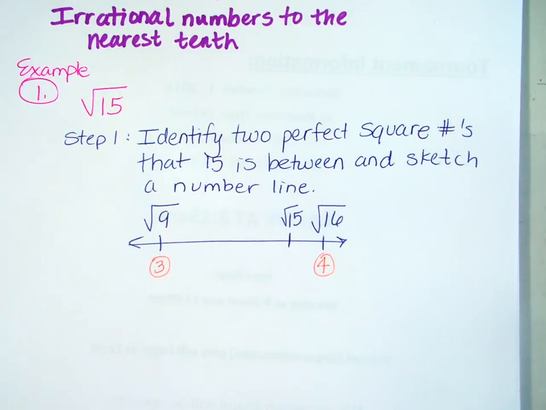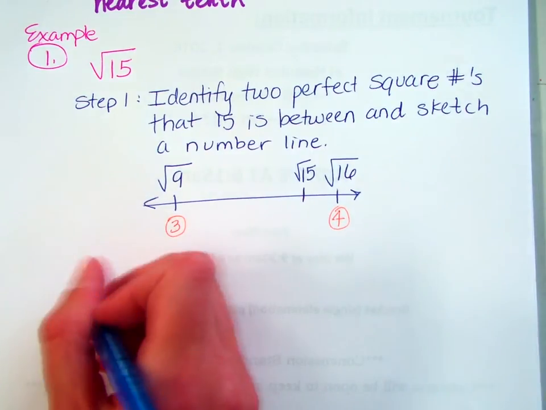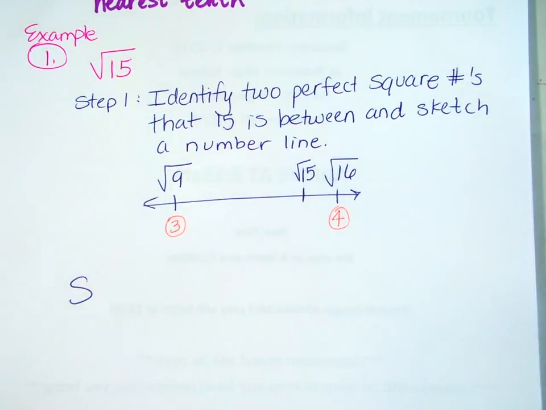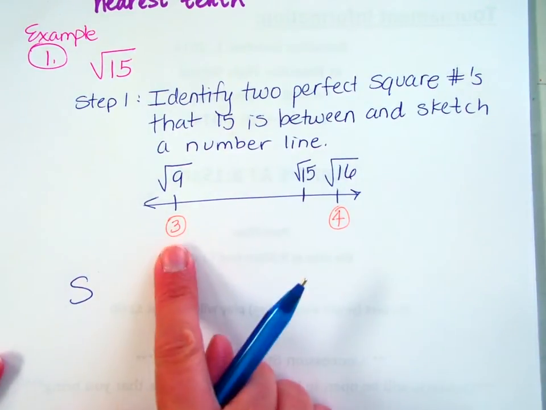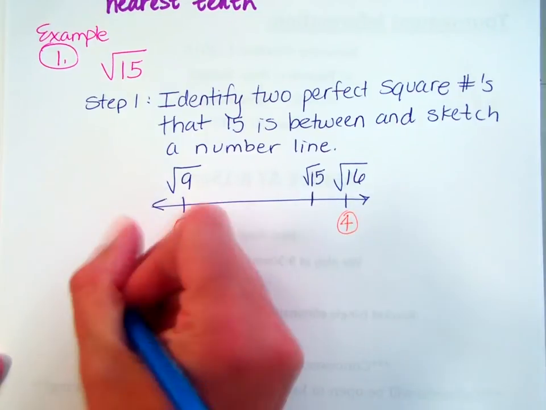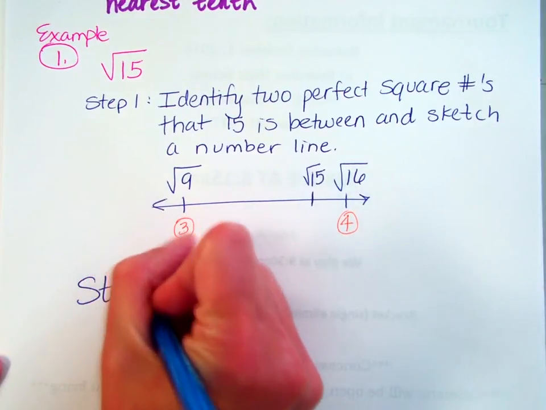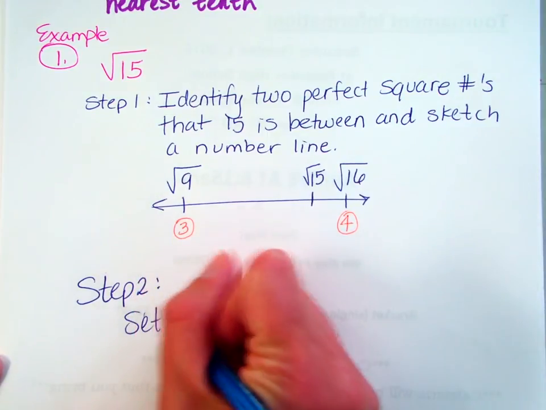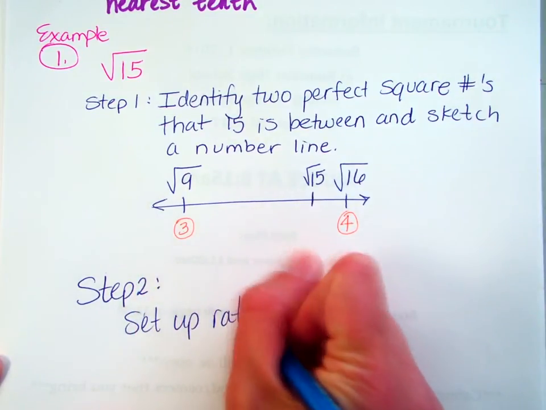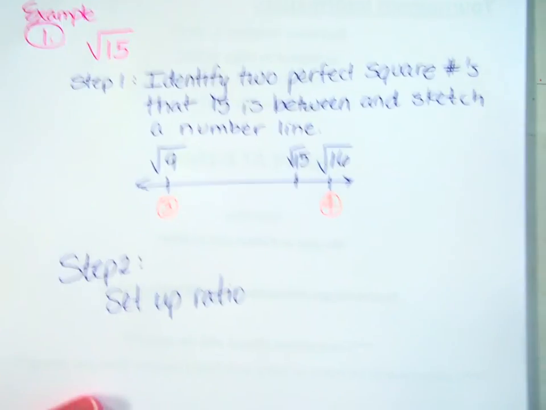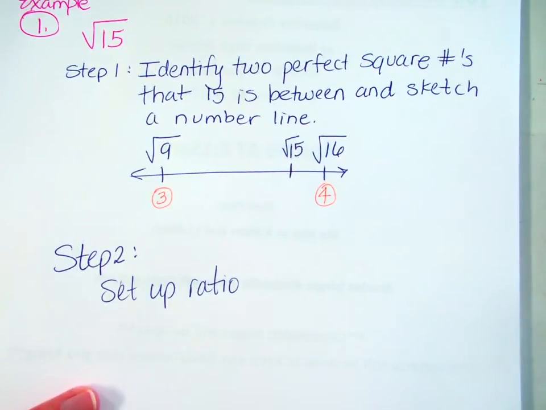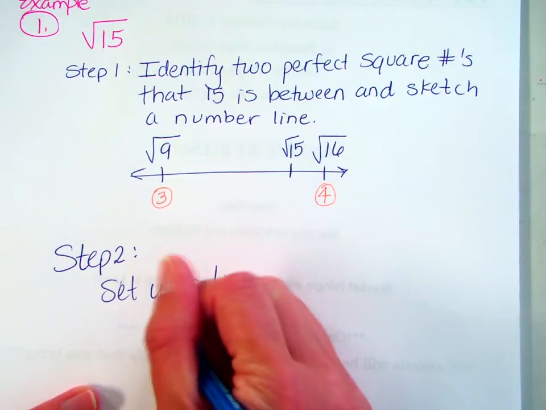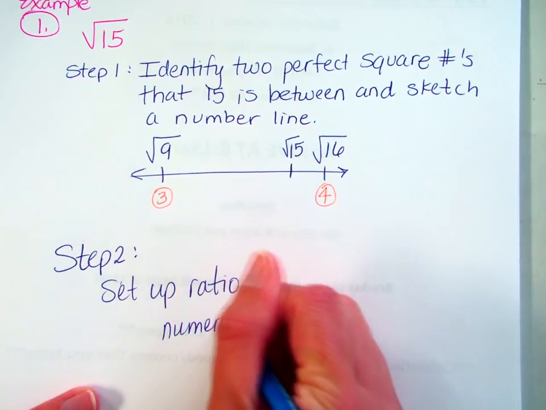All right, so to figure out that point something, we know it's 3 point something. Step 2, we're going to set up a ratio. And a ratio is a fraction, right? It has a numerator and a denominator.